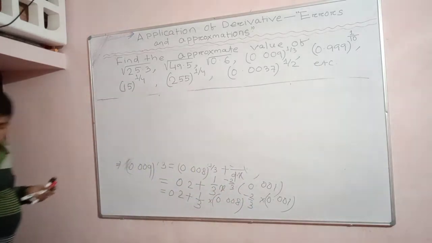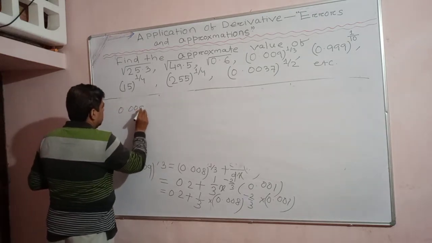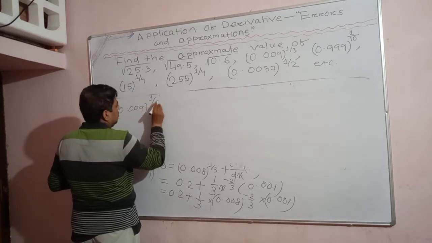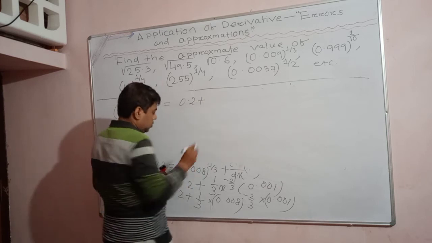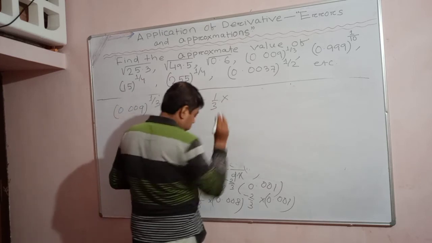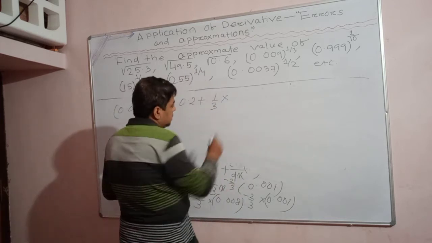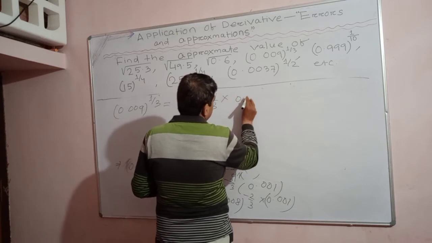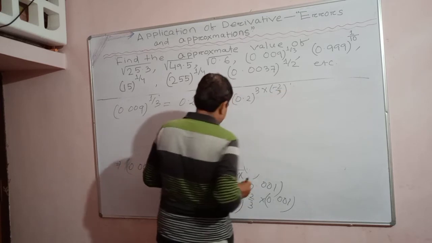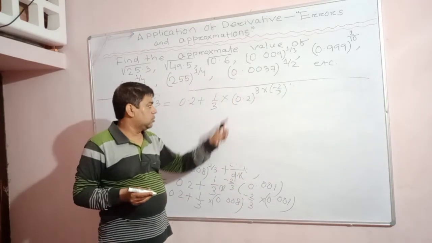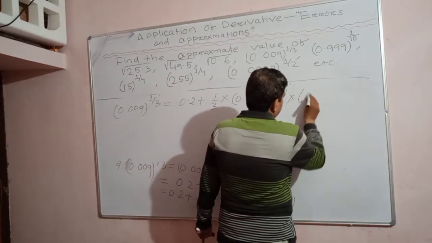Now let us see, we got the final point. Here 0.009 to the power 1 by 3 is equal to 0.2 plus 1 by 3 into 0.008, and 0.008 means 0.2 whole cube, to the power minus 2 by 3, into 0.001. Can I write 0.008 is equal to 0.2 whole cube?